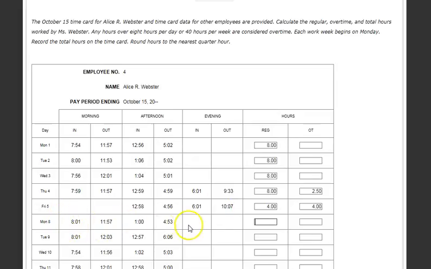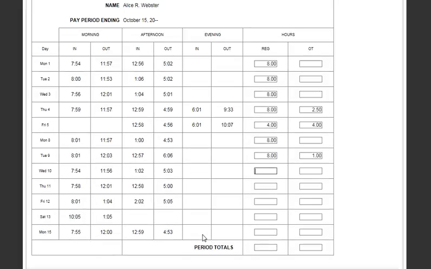Okay, Monday, 8 to noon, 1 to 5. Whoops. Tuesday, 8 to noon, 1 to 6. So we have 8 hours regular, 1 hour over. Okay, 8 to noon, 1 to 5. 8 to noon, 1 to 5. 8 to 1, 8, 9, 10, 11, 12, 1, that's 5 hours, and then 2 to 5 is 3 hours. That's still 8 hours. Then a Saturday, so no regular time, 10, 11, 12, 1, 3 hours overtime. And then 8.